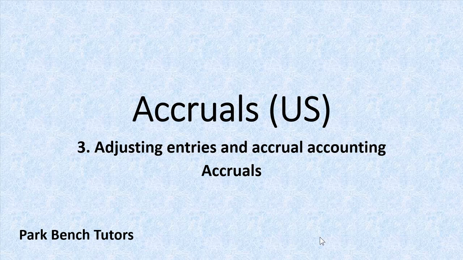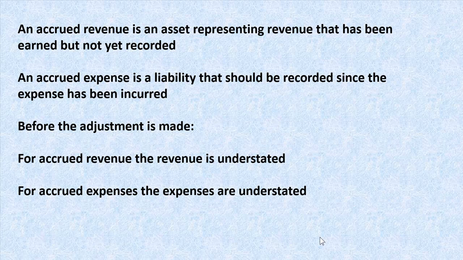In this short podcast, we are going to look at entries for accruals. We can have accrued revenues and accrued expenses. An accrued revenue represents revenue that's been earned but not yet recorded. An accrued expense is a liability and it's recorded since the expense has been incurred.